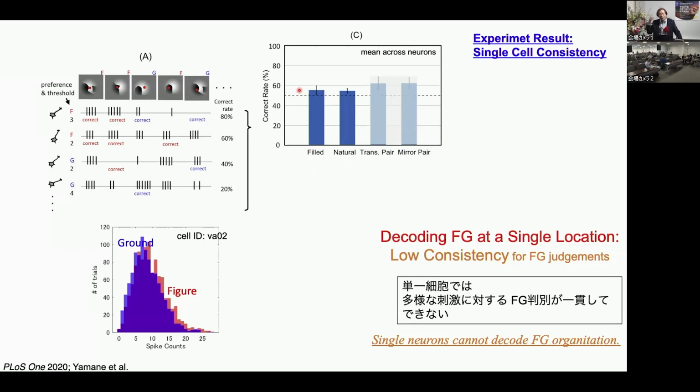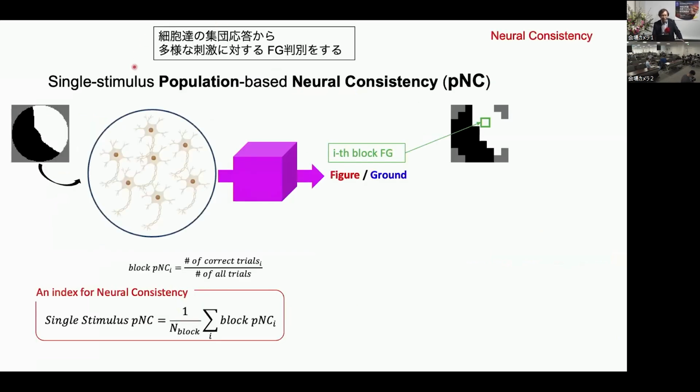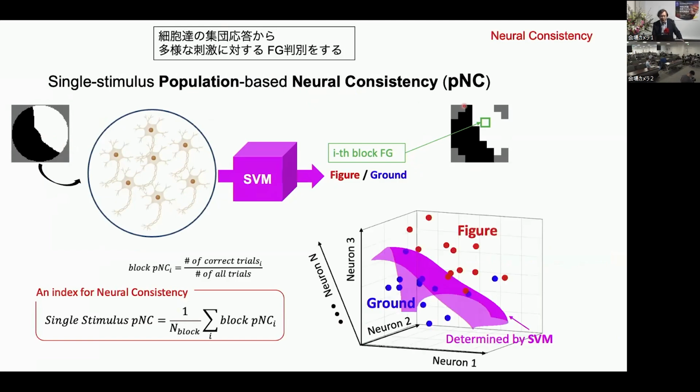And of course, we have so many neurons in the brain. So why don't we consider the population? So the next thing we did was the reconstruction of a figure region from multiple neurons. So the idea is here. Now we're going to pool the responses of many neurons and then predict the figure-ground when some stimulus was presented. But unfortunately, we don't know how the brain integrates or pools these neurons. So we let a machine do this. We use a support vector machine to predict the figure-ground. So the input to the machine is the response of neurons and the ground truth.